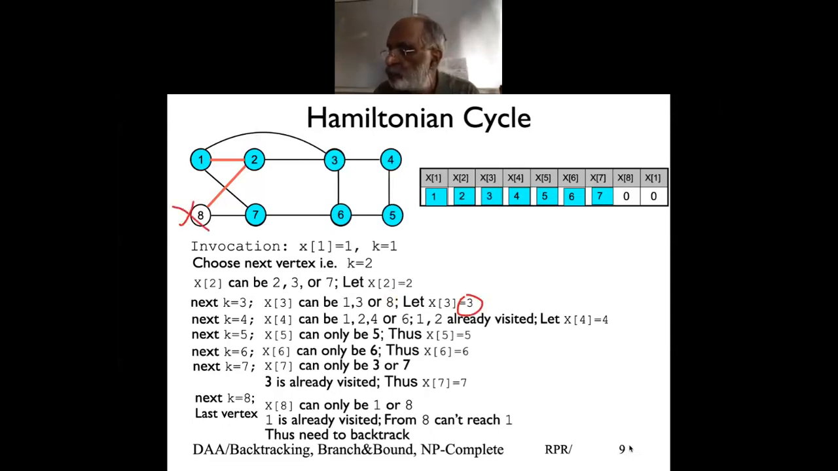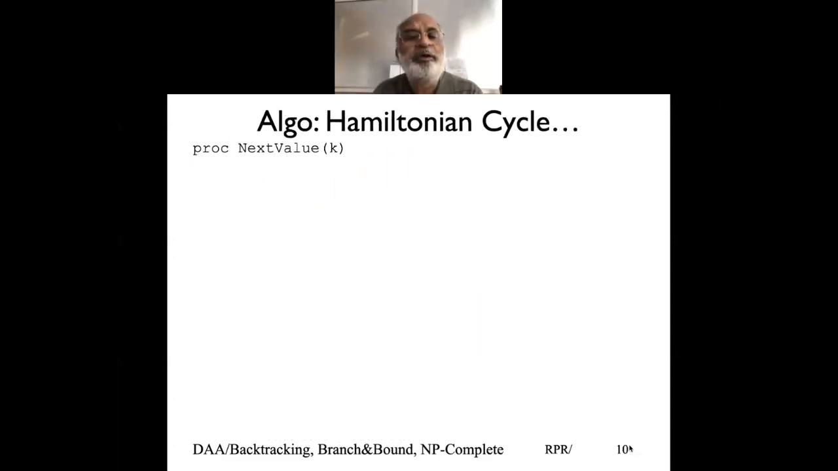Now next I choose 8. So I backtrack here, choose 8, and then I proceed, and then see I'll be able to make it. And that's basically what we'll do in Hamiltonian cycle.